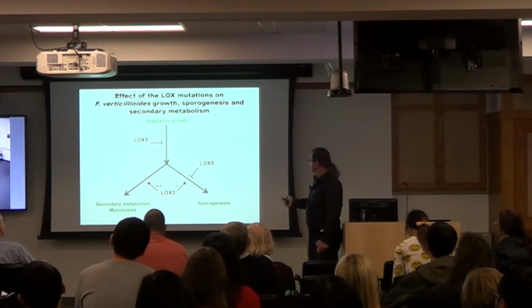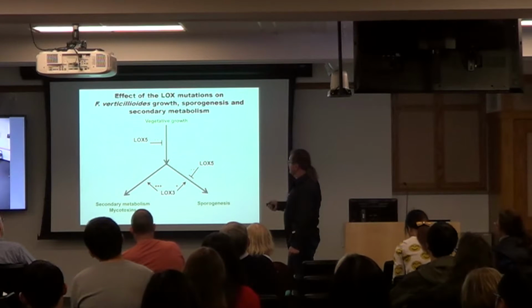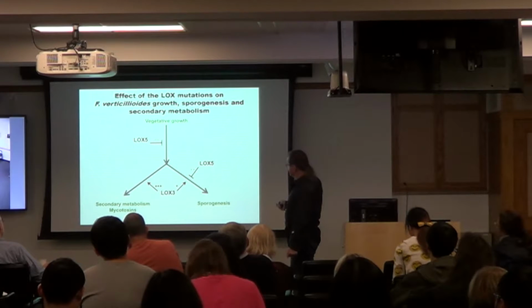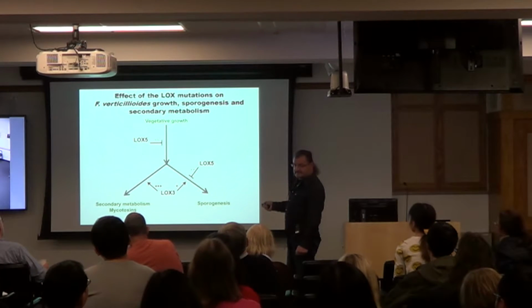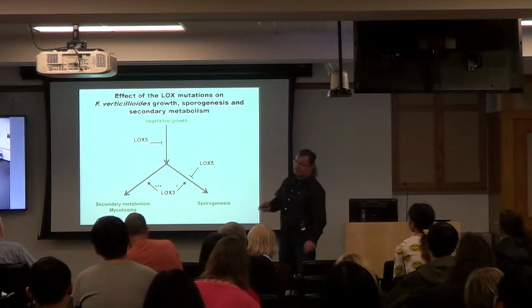So that placed LOX5 as regulating vegetative growth, and probably due to increased vegetative growth, increased conidiation. So LOX5 has a specific effect on the vegetative growth of the fungus.